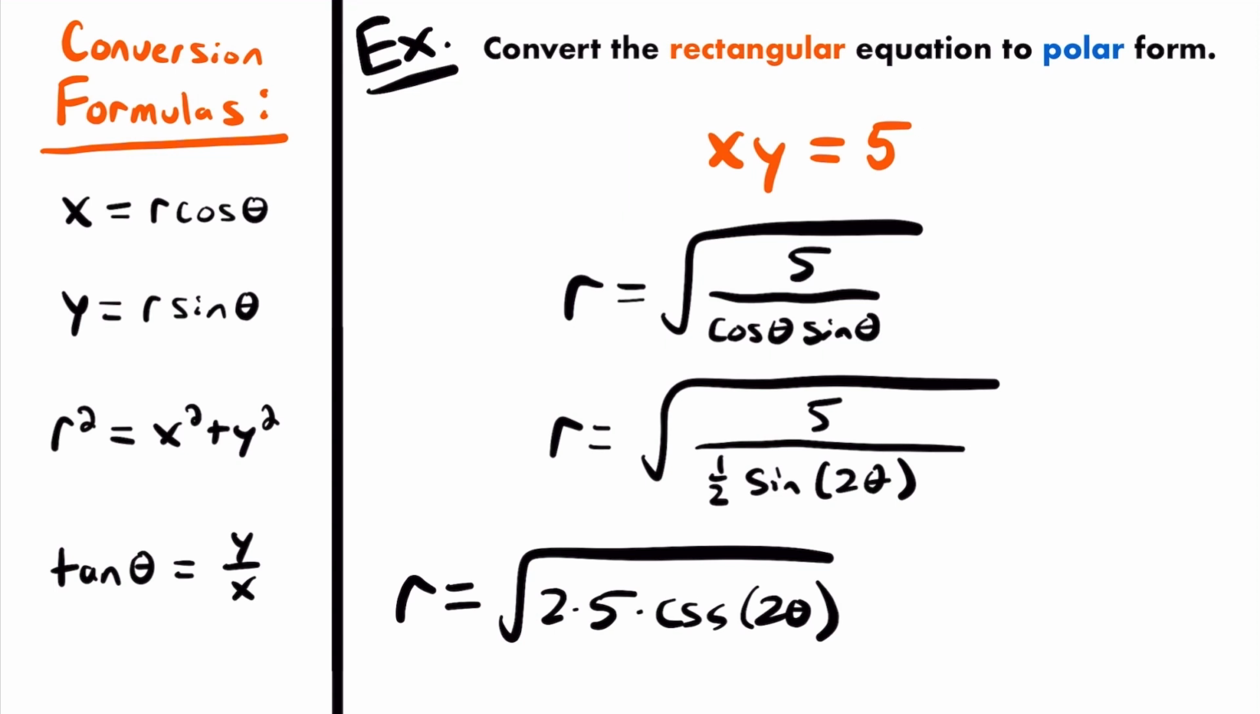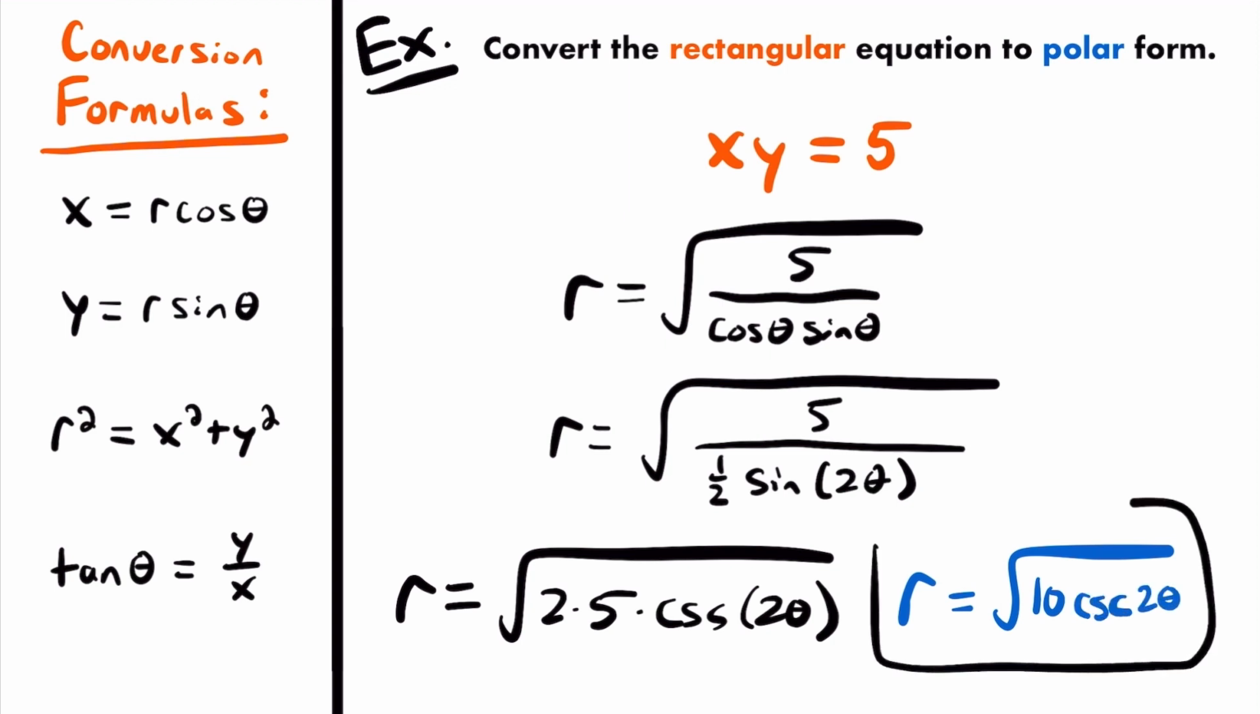All right, and then if we simplify, we will have that r is equal to the square root of 10 times cosecant of 2 theta. That is the most simplified form of the polar equation that corresponds to this rectangular equation. All right, so you could have left it in this form right here, but if you do know your trig identities pretty well, you can rewrite it into this nicer form.